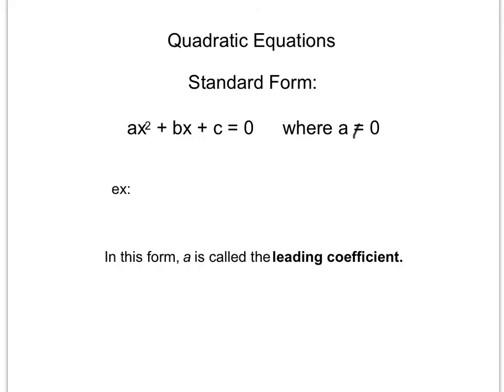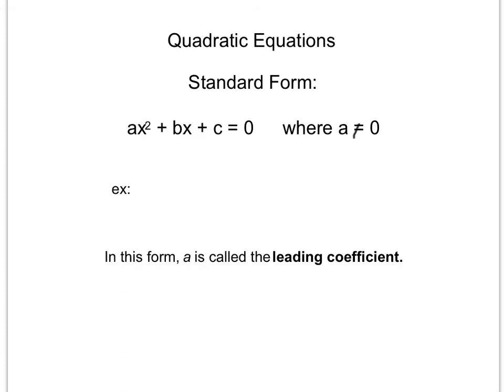Okay, and now we're going to talk about solving quadratic equations. The standard form of quadratic equations is ax squared plus bx plus c equals 0, where a is not equal to 0. Because if a equals 0, then anything times 0 is 0, which would get rid of the ax squared part. We'd just be left with this, and that would be a linear equation, because quadratic equations have to have something squared.